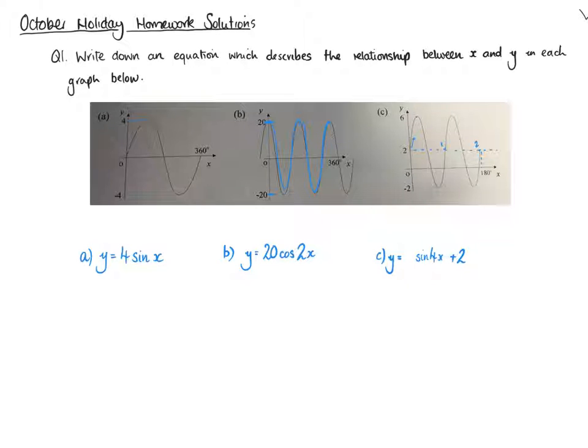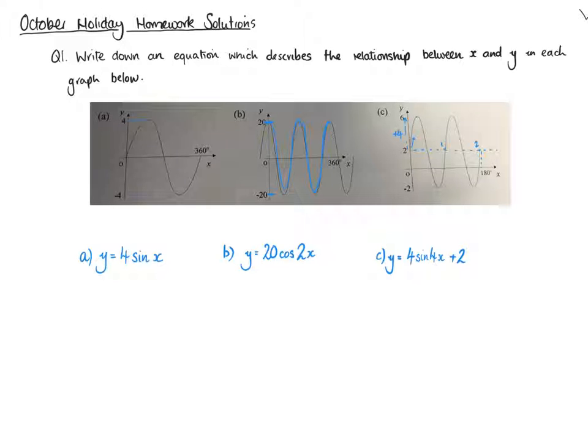And our amplitude is how far it's gone from our centre up. So it's gone up 4. So that means our amplitude is 4. So we've got 4 sine 4x plus 2.